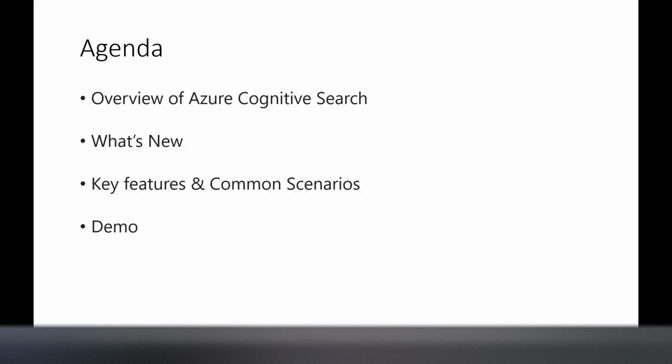Today's agenda is pretty straightforward. We're going to have a quick look at Azure Cognitive Search, what's new in it, some of the key features, common scenarios, and then we'll jump into a demo. I'll try to focus more on the demo. I think seeing it is better than talking about it. So let's try to do that. By the way, if I don't see the chat very well, I cannot monitor it, but please feel free to go off mute and ask questions.